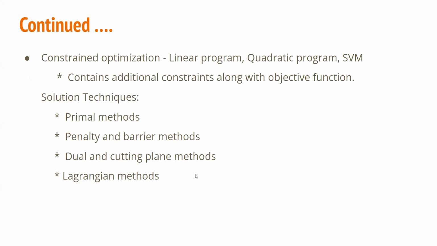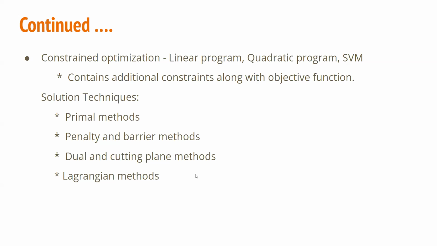Now, constraint optimization. It is nothing but there will be an objective function as well as the constraints. In linear programming, it is a constraint optimization problem because you will see the objective function and you have to optimize it under multiple given constraints. So linear programming is definitely a constraint optimization problem. Also, there are other examples like quadratic programming and SVM.